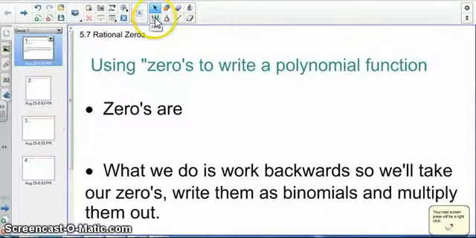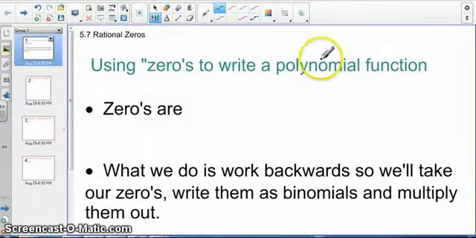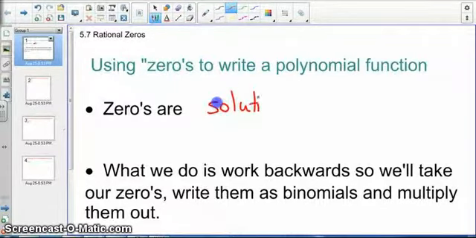Today we are going over 5.7, which is writing polynomials using rational zeros. We're going to use these zeros to write these functions, so we're going to write them in standard form. So first we need to figure out what zeros are. Zeros are solutions or answers to our polynomials.